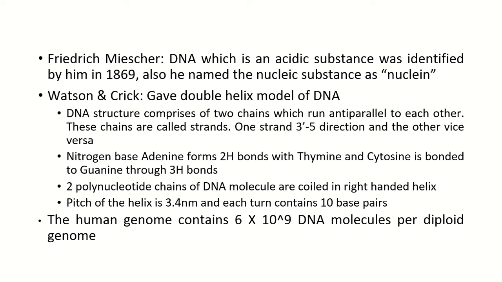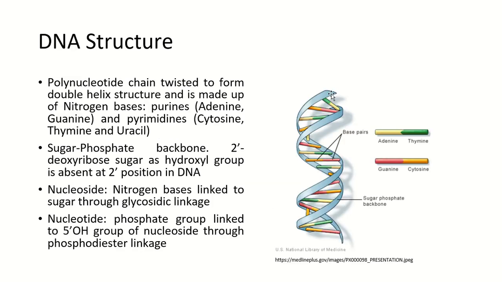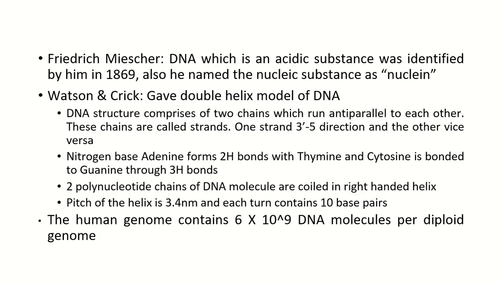There are two nucleotide chains of the DNA molecule, and these are coiled in a right-handed helix. The pitch of the helix is 3.4 nanometer and each turn contains 10 base pairs. So this is the complete one turn from this point to this. So it consists of 10 base pairs of nitrogen bases, 10 base pairs of these 4. The human genome contains 6 into 10 to the power 9 DNA molecules per diploid genome.